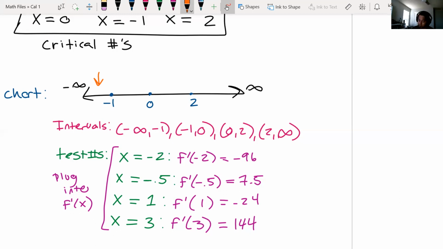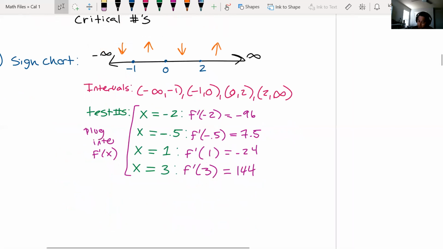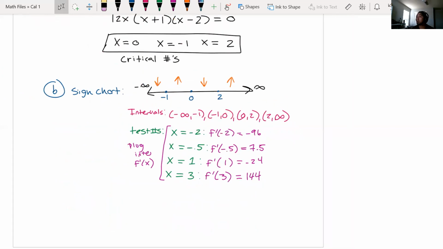And then we see that when we picked a number between -1 and 0, you got a positive output of 7.5. This again means that whatever number you pick in between -1 and 0, you will always get a positive output. This means that the original function is increasing. And then between 0 and 2, we're negative. So this means we're decreasing. And then from 2 to infinity, we get a positive output, which means we are increasing. Okay. And now our sign chart is complete, which means we can now look for maximums and minimums.